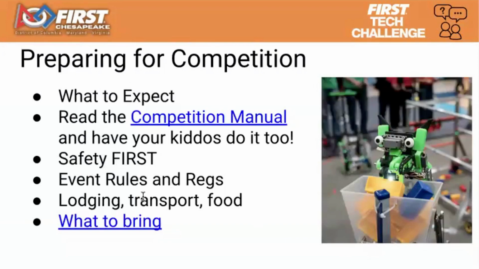The event rules and regulations. So keep in mind to read that competition manual. During check-in, you do have to have your consent and release roster. Your robot has to meet the inspection requirements, so it has to fit inside that 18-inch cube. Your software has to be specific versions, and so on. So read that manual, make sure you know those requirements for your robot.